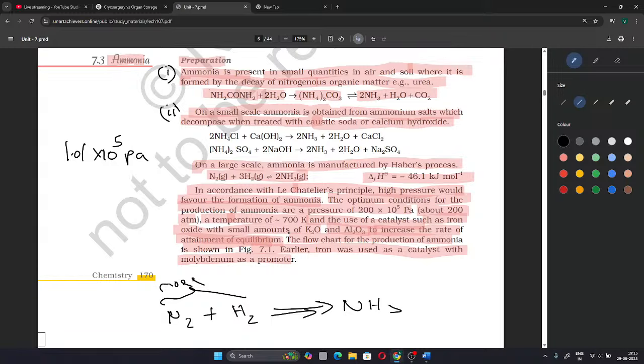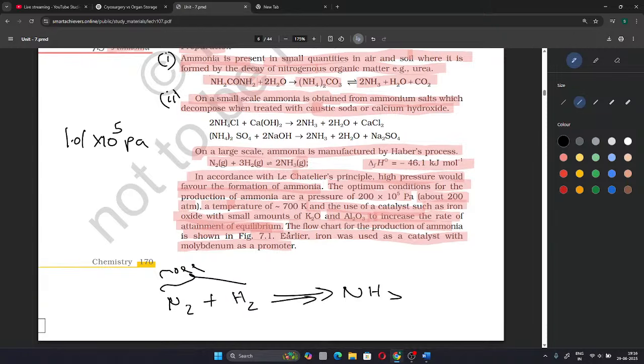The new process is to use iron oxide, which is the ferric oxide, with small amount of K2O, potassium oxide, and aluminium oxide. This is normally used as a catalyst in the new method. But before, the catalyst was iron, and molybdenum acted as a promoter. And let's see the flow chart.